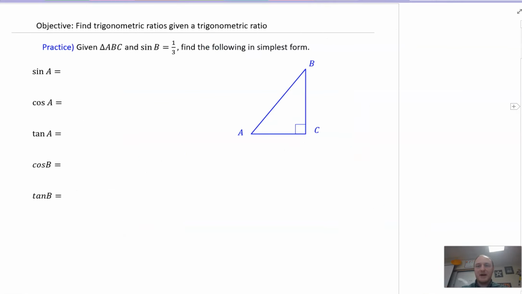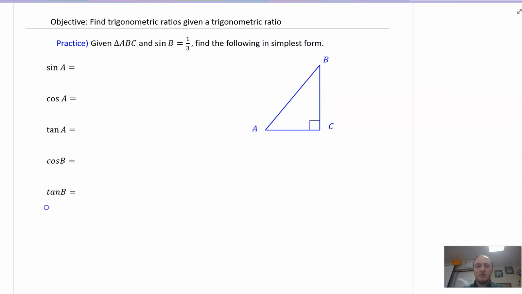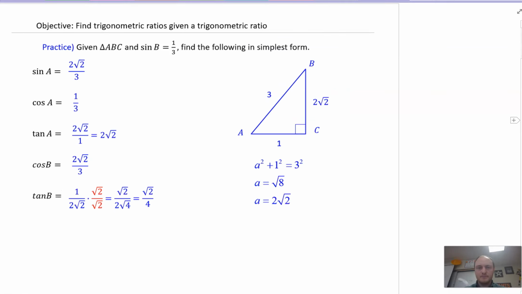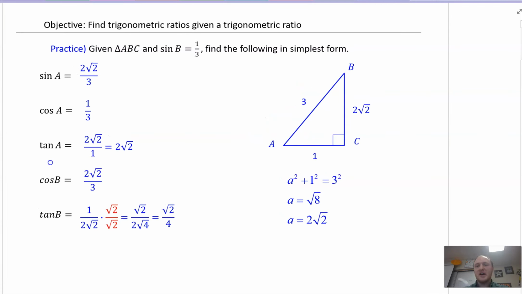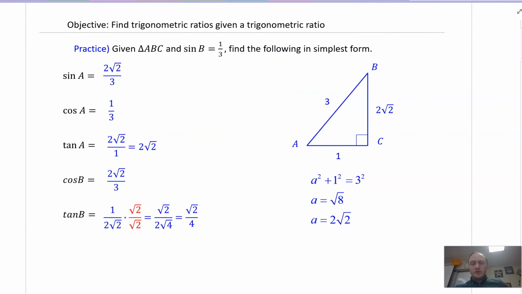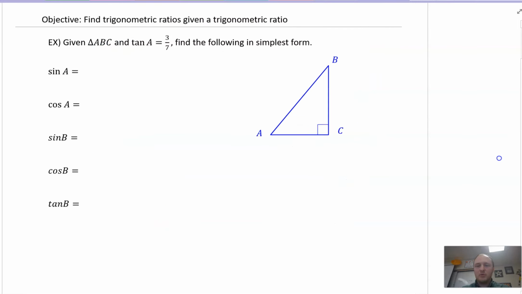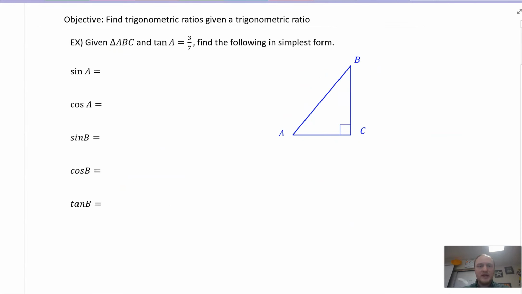All right, here is a practice problem for you. Please pause this video. I want you to go ahead and try this, and then hit play, and you can give this a go. Okay, so hopefully you paused it. Here is the solution. The missing side was root 8, which is 2 root 2. And here are the trig functions. All right. I have one more example and then one more practice problem, and then we'll call it a day.